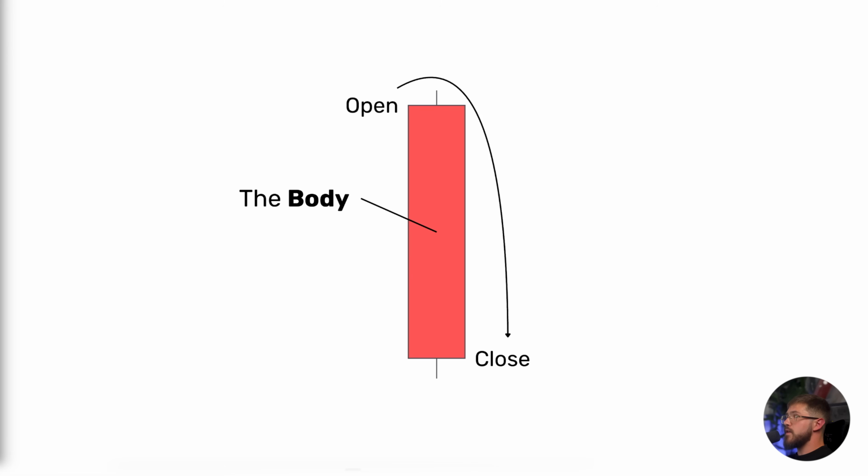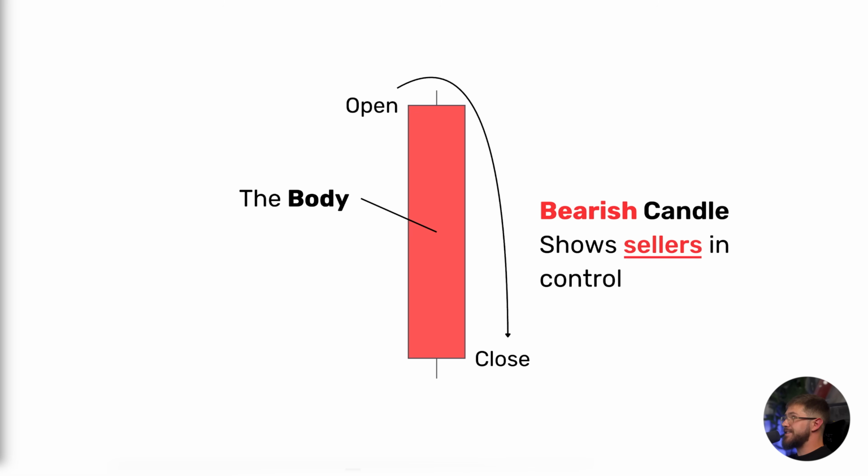Now, here is how this information gets displayed visually on your chart. The thick rectangular part in the middle, that's called the body of the candlestick. This body shows you the relationship between the open and the close. If the close is lower than the open, meaning that price ended lower than where it started, you get what's called a bearish candle. This is typically colored red or black, and it tells you that the sellers were in control during that period. They managed to push price lower than where it began.